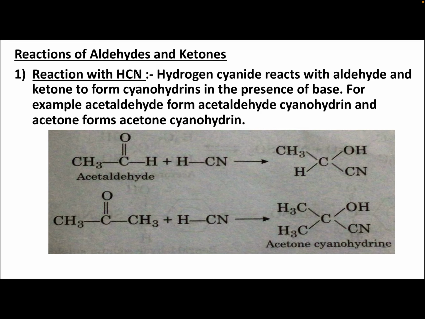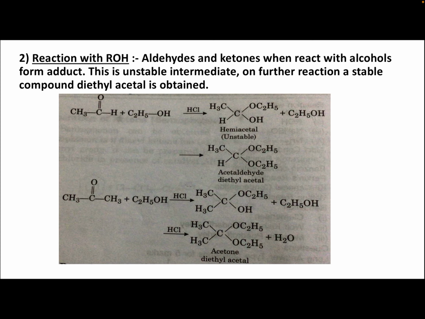So in the next example, CH3C double bond O CH3, acetone, plus HCN hydrogen cyanide gives acetone cyanohydrin. Here also along with two methyl groups there is OH and CN on the same carbon. So it is known as acetone cyanohydrin. So when aldehydes and ketones react with hydrogen cyanide we get cyanohydrins: acetaldehyde cyanohydrin and acetone cyanohydrin.